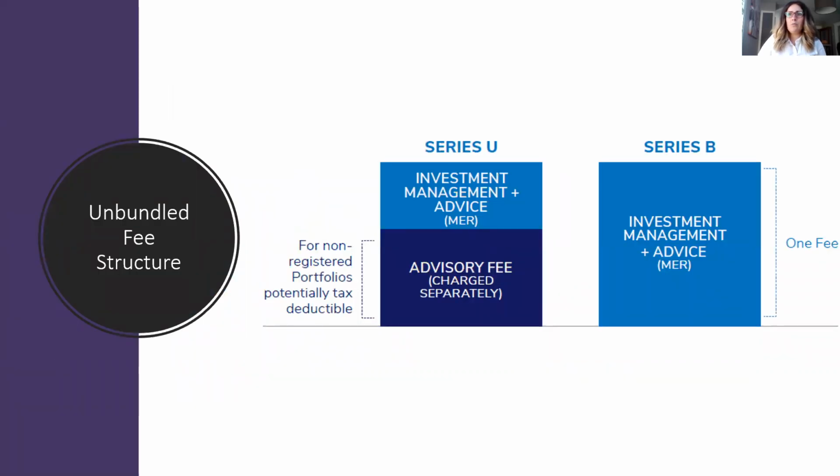With the IGAA, we are moving away from the typical MER structure to a structure that is referred to as unbundled. The IGAA separates out the MER from the advisory fee. Here you can see how the structure looks.